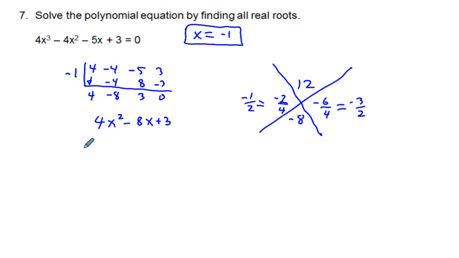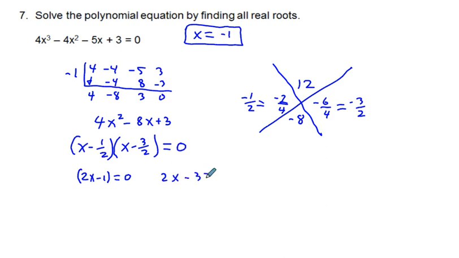So we get x minus 1/2, and then x minus 3/2, and that's equal to 0. Then we use our bottoms up method. We get 2x minus 1 is equal to 0, and also 2x minus 3 is equal to 0. And then we add 1, and then we divide by 2. So x equals 1/2. That is a 0, or a real root.